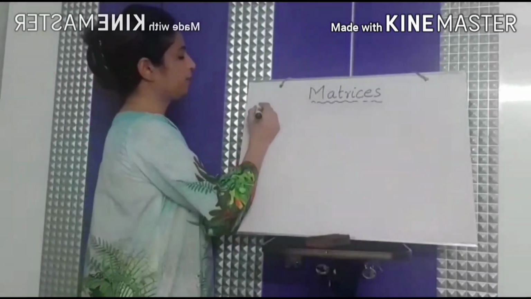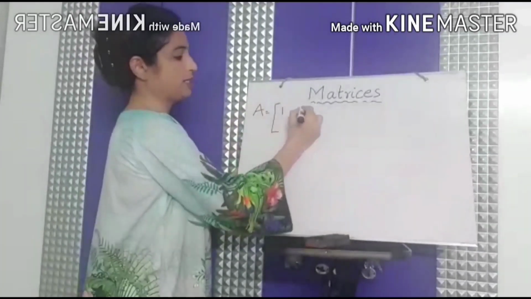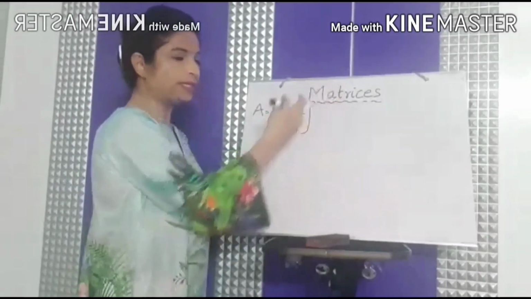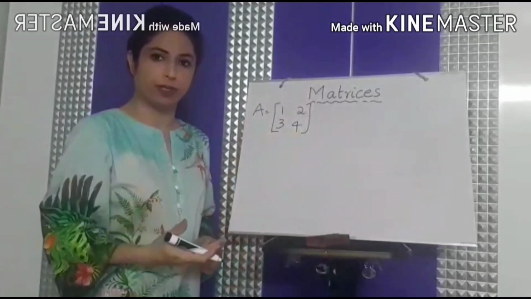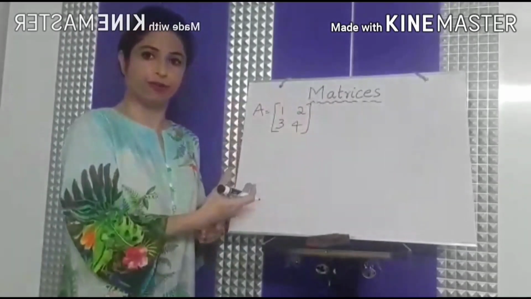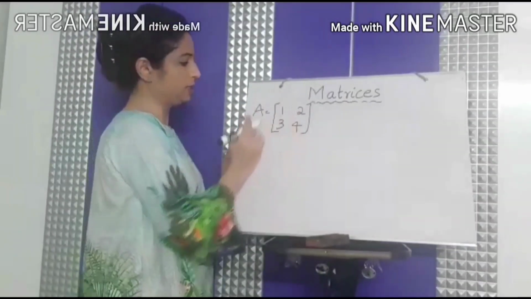So let's say I have a matrix called A which has 4 elements: 1, 2, 3, 4. Basically, matrices are just a way of representing your data, and this is just a rectangular array of numbers. So let's say our first matrix is this.